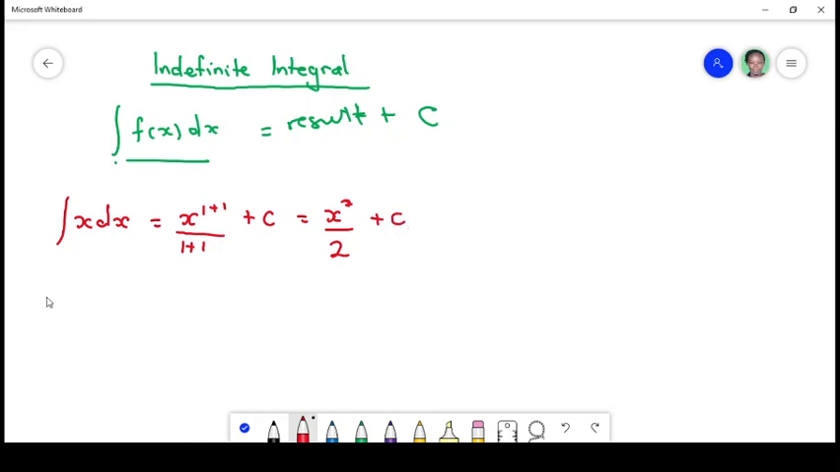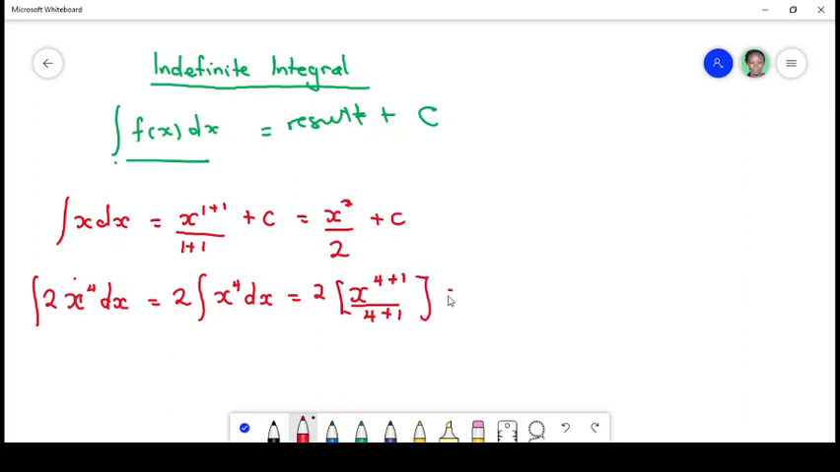Let's take another example. I have the integral of 2x to the power 4 dx. In our properties of integrals, we said if I have a constant, my constant can come out. So I have 2 times the integral of x to the power 4 dx. So this is going to be 2 times x to the power 4 plus 1 divided by 4 plus 1. And this is 2x to the power 5 divided by 5. Very good. Don't forget, plus a constant.